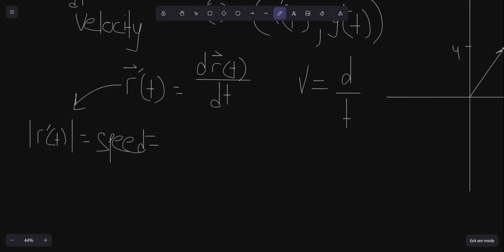Now let me just make this notation simpler. Instead of dr of t over dt, this is the same thing as if I just put dr over dt. So I'm just going to make everything simple, all right?